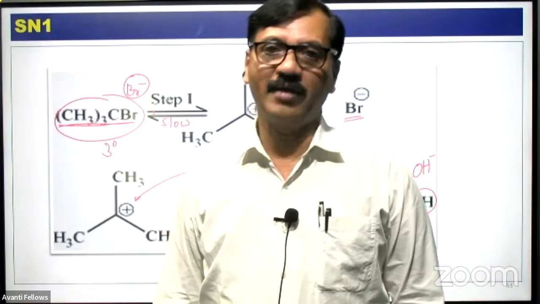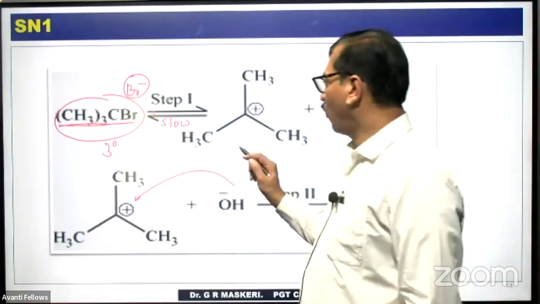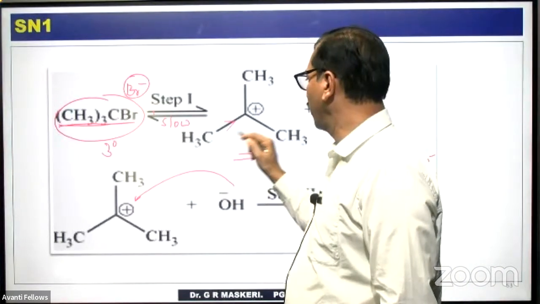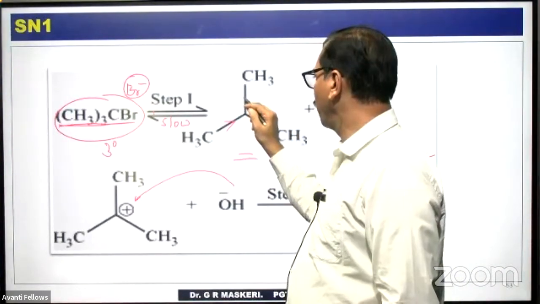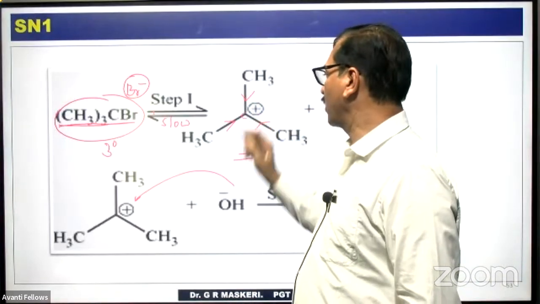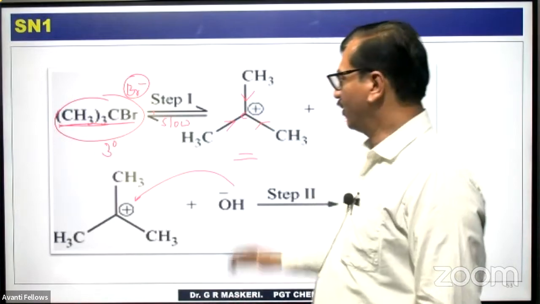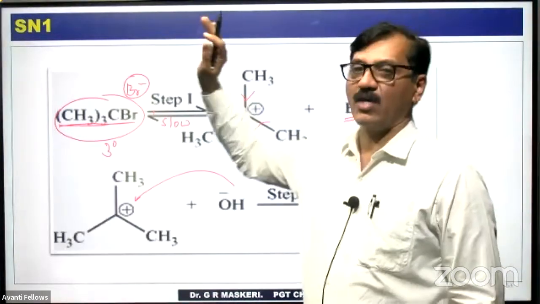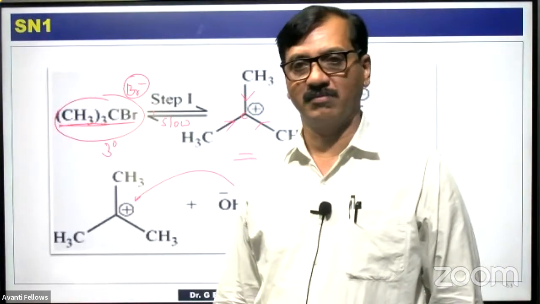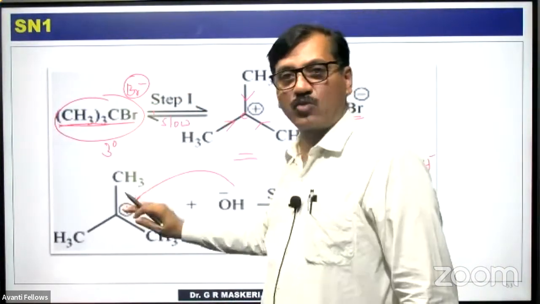Can you tell me why it is so? Why is this more stable? This is stable because of three alkyl groups, which compensate the positive charge over the carbon here. Therefore, this is the SN1 path. A few things you have to remember in the SN1 path: this occurs in two steps.